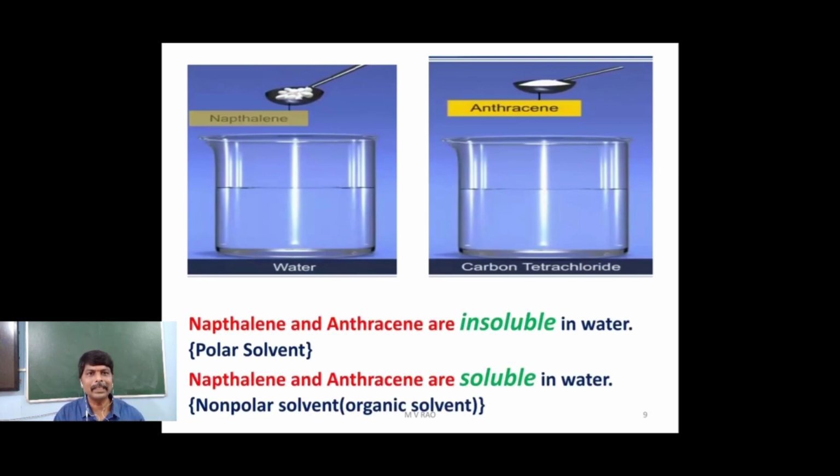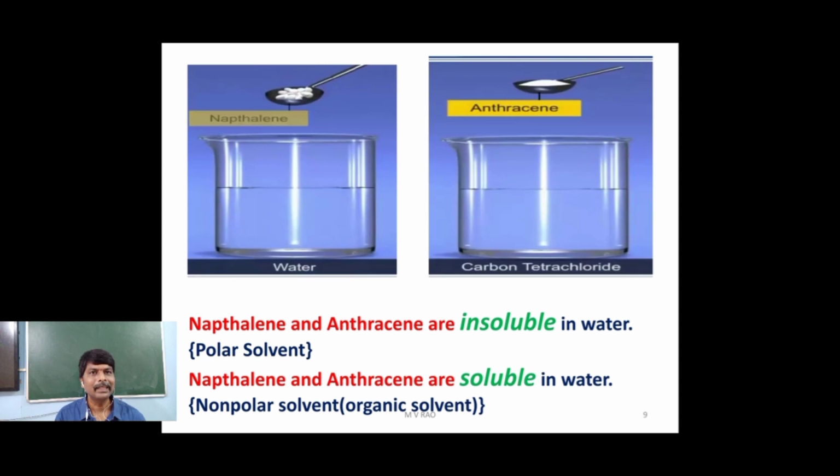So note down this point. Naphthalene and anthracene are insoluble in water. Water is a polar solvent. Water, H2O, contains charge. In H2O, O carries a partial negative charge and H carries a partial positive charge. Wherever charge is there, it is called a polar solvent. Water is an example of a polar solvent. Naphthalene and anthracene are insoluble not only in water, they are insoluble in polar solvents.